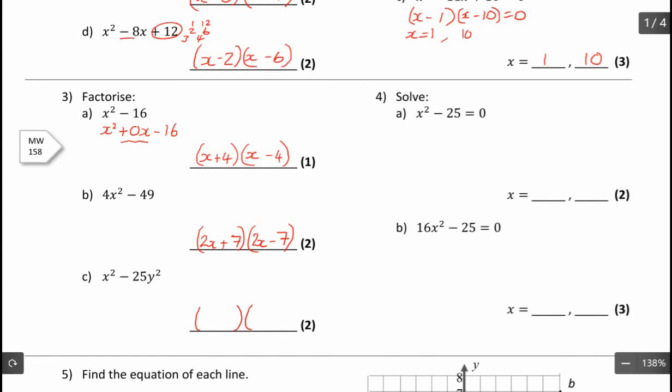And for part C, we've got an x plus 5y and an x minus 5y. And we're solving these exactly the same as above. Doesn't matter which you put first, by the way, the plus or the minus. We're just looking for what makes each bracket 0. So from this bracket, x must have been 5. From this bracket, x must be negative 5.